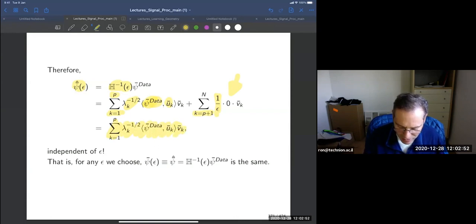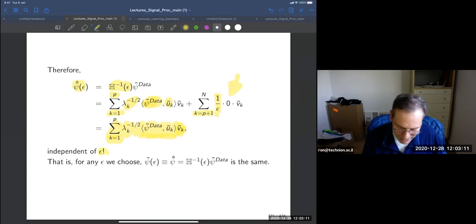The projection onto the effective rank of the psi data times the relevant VK. And again, it is independent of epsilon. So we can choose any epsilon that we want. Specifically, we can use epsilon to be infinity or zero.